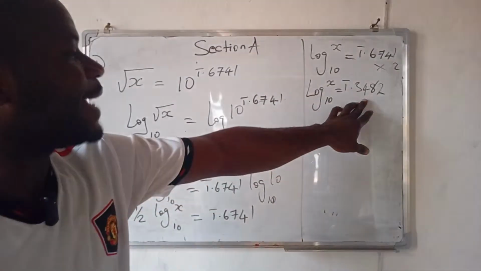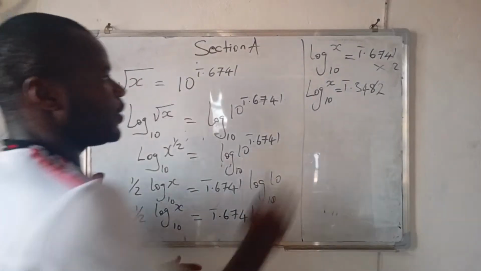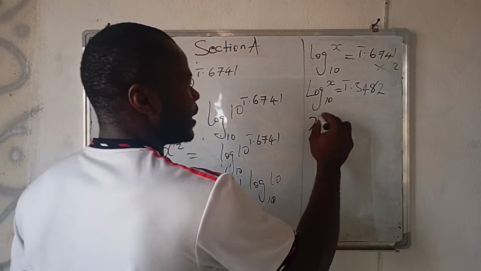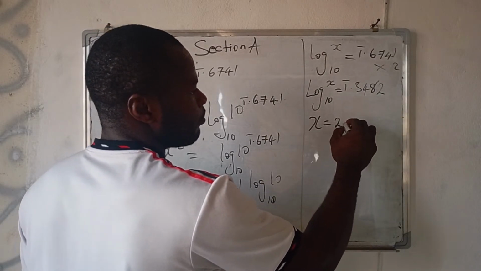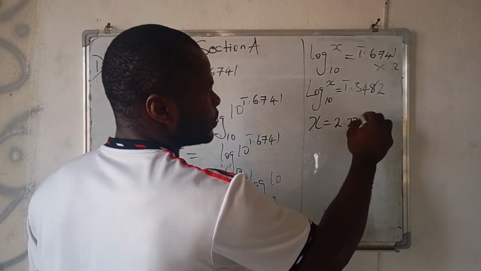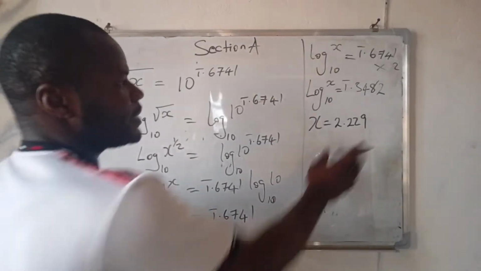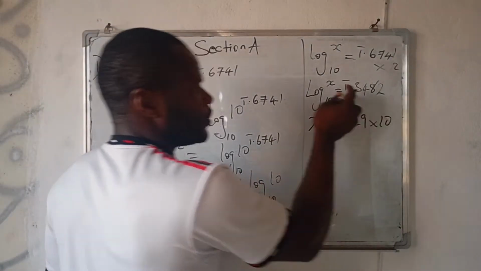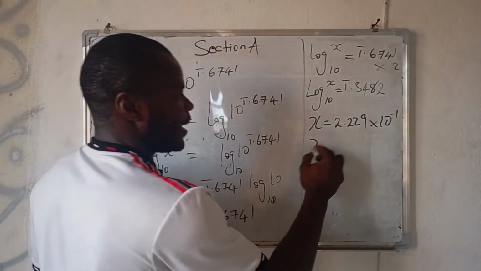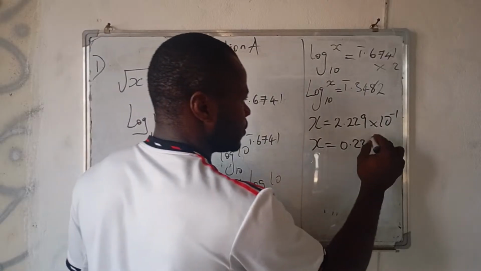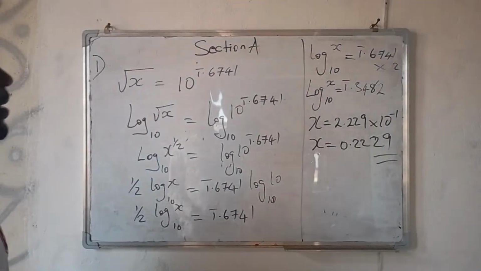So we focus on 34 under 8, the difference of 2. Then when we look for anti-log, x will now give us 2.229. Of course, remember, the characteristics will tell us how to present our answer. This is already in standard form, times 10 raised to the power of the characteristics, which is minus 1. Now, presenting our answer, x will give us 0.2229. That's for question number 1.